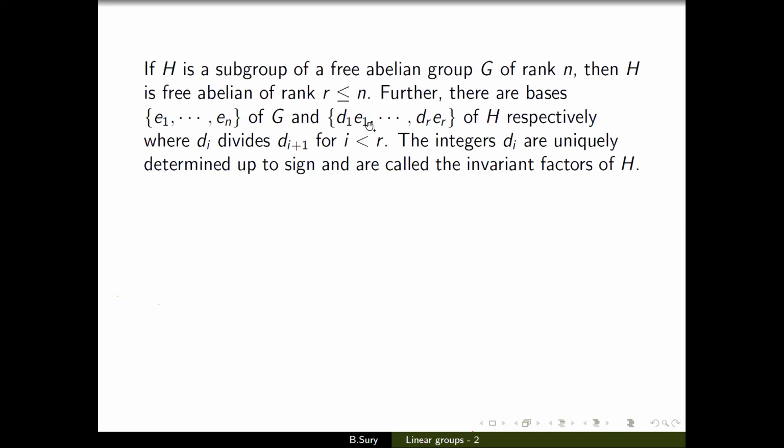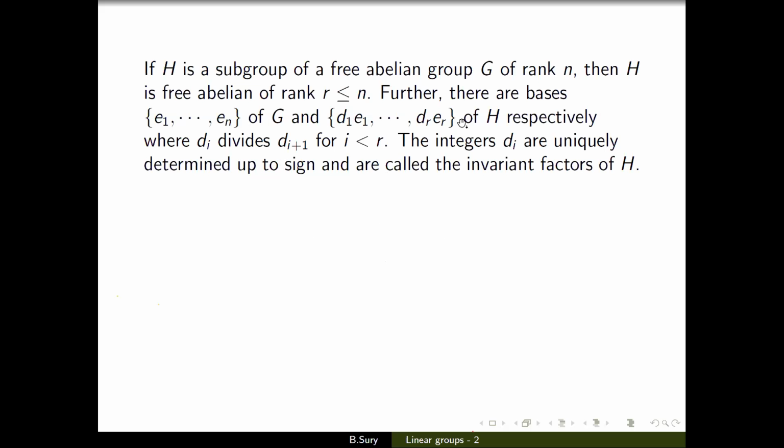In any case, this theorem will tell you that there is a basis for which there are multiples like this, where d1 divides d2, etc., which forms a basis of H. And then suppose you are interested in the structure of a finitely generated abelian group. Suppose it's generated by n elements; you take the free abelian group generated by n elements and write your group as a quotient. When you write it as a quotient, the kernel is a subgroup of this form. That is why this is important.